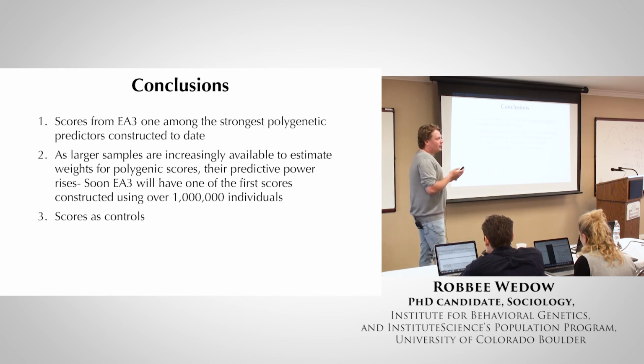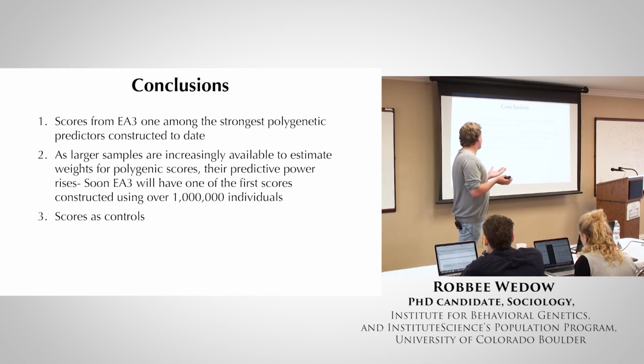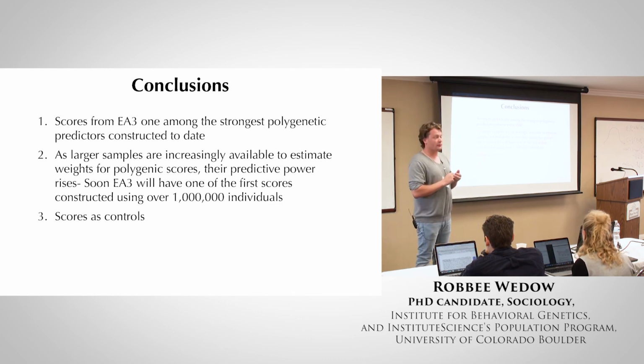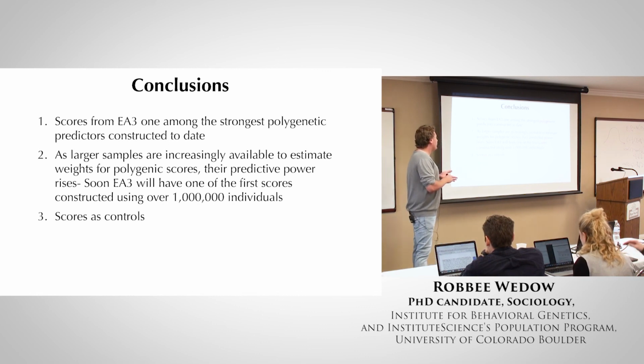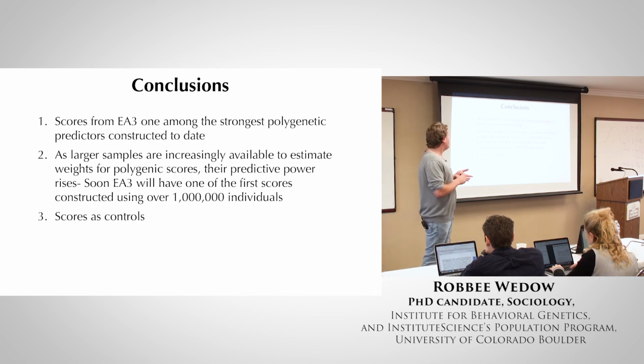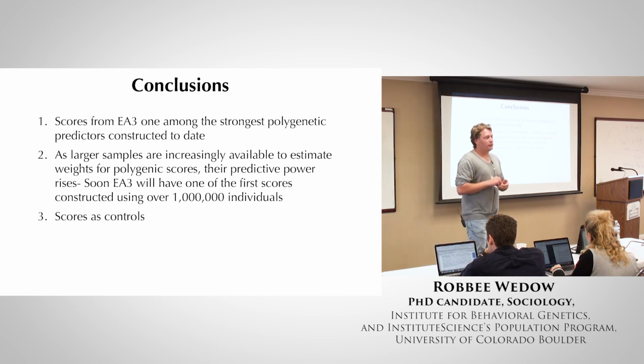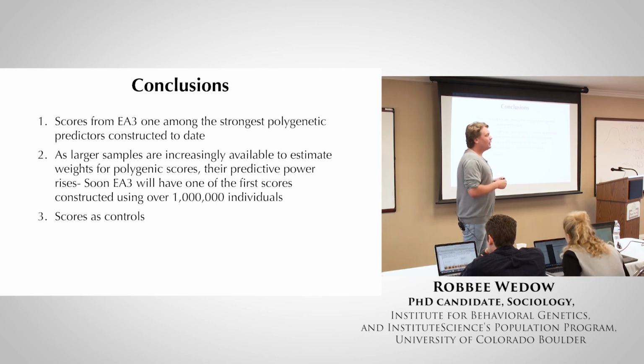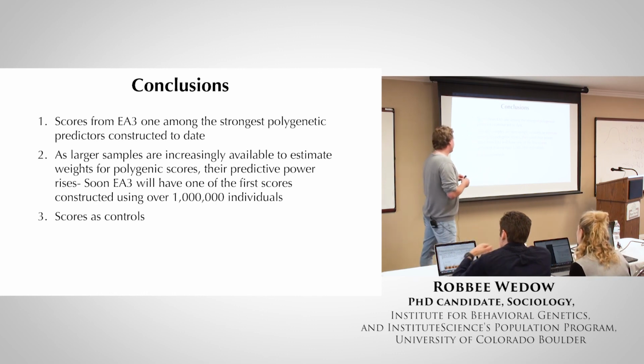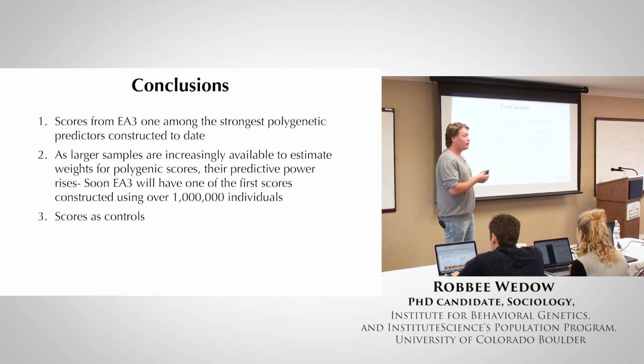So the conclusions are broad but exciting. First, the scores from EA3 are among the strongest polygenic predictors that have been constructed to date. And of course, as larger samples are increasingly available to estimate weights for polygenic scores, their predictive power rises. And soon EA3 will have one of the first scores constructed using over 1 million individuals. And also, in the SSGAC, we really like this idea of potentially being able to use polygenic scores as control variables one day, which I think we have some evidence for here.